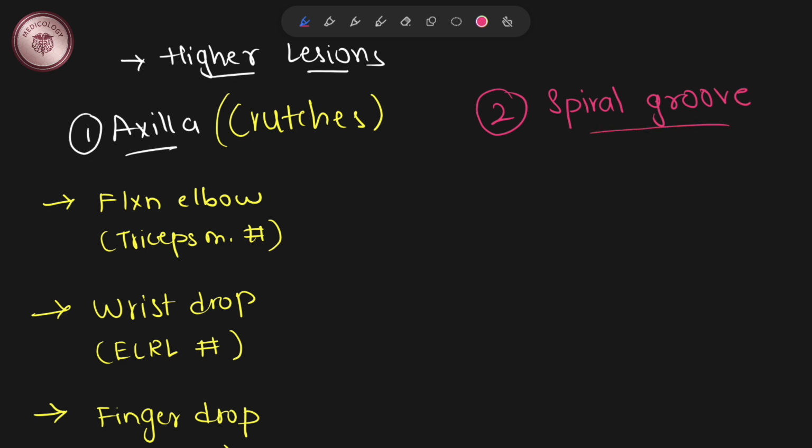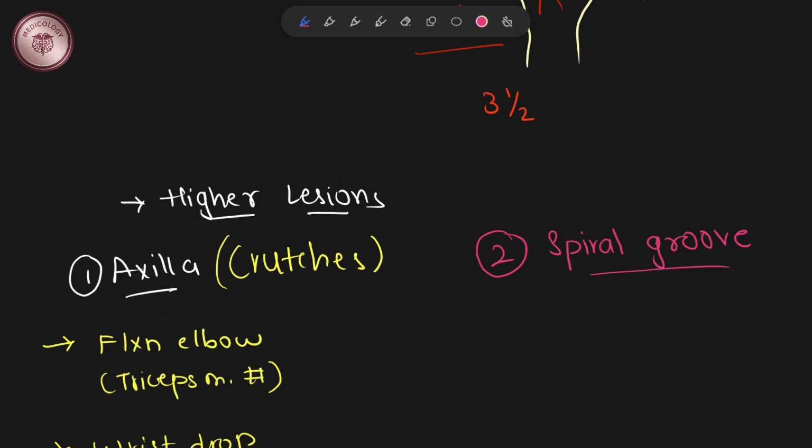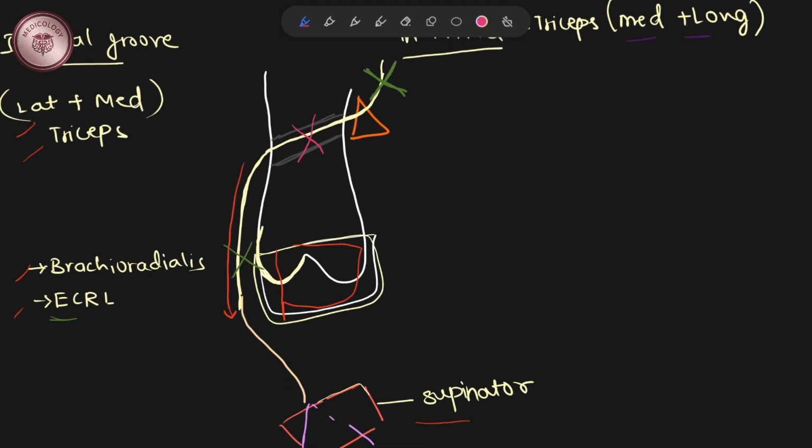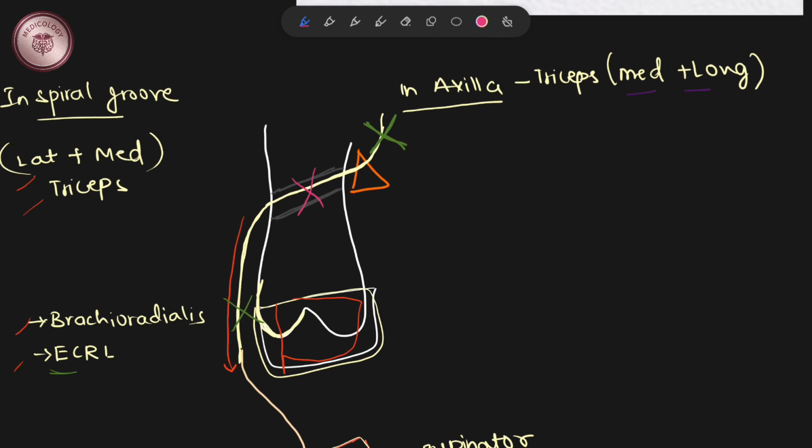Okay, what will happen at the spiral groove? Let's note it down again. This is the spiral groove. If a spiral groove is there, can we see the triceps muscle involved? Yes, the triceps muscle is involved, the lateral and medial head, but not the long head. So there is no total palsy, but there is weakness of the extension of the elbow.